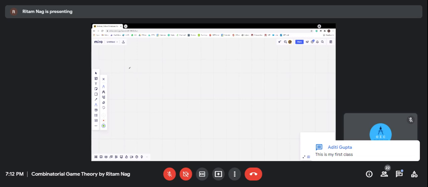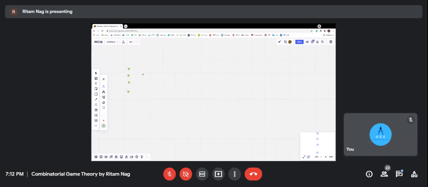So NIM is a game defined on piles. There are several piles of stones like this, and on each turn a player may take as many stones as he or she wants from a single pile, and eventually the stones are going to run out. The last player to take a stone wins. So the first player who can't take a stone loses.